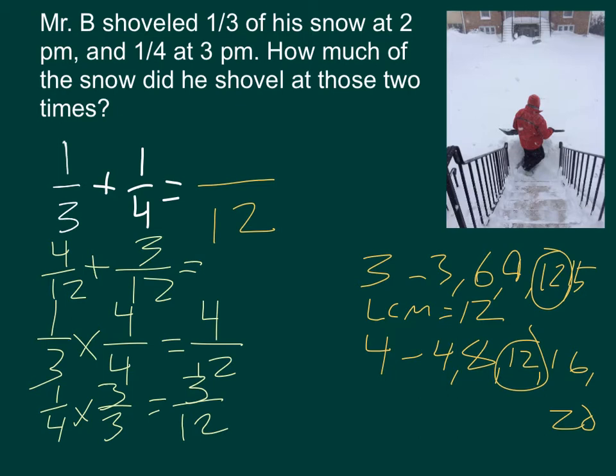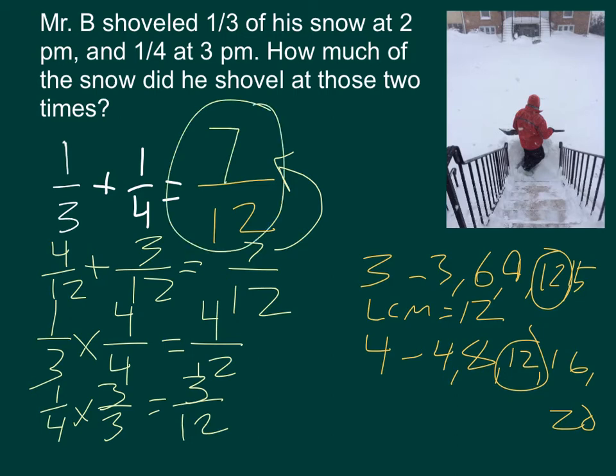So 4 plus 3 is 7. Remember, I never ever ever do anything with my denominators, so that just stays the same. And then all I do is I take the 7 and I put it up here, so 7/12 is my answer.